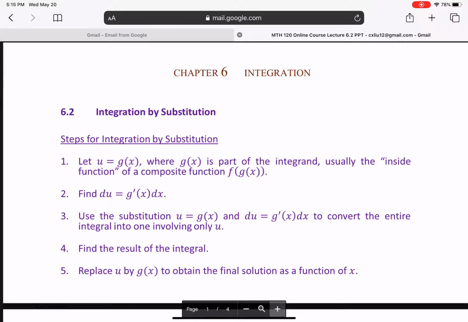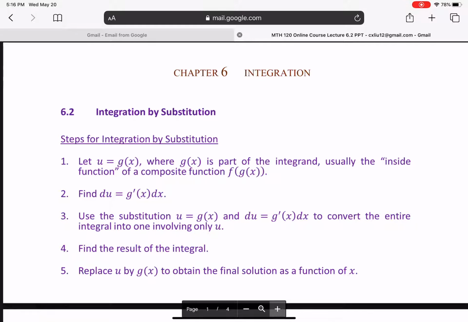Hello, today we're going to discuss an important technique of integration in 6.2, integration by substitution. Previously in 6.1, we discussed some basic rules for integration. They're all based on the differentiation rules. We know there is a chain rule in differentiation. Correspondingly, the rule for integration is called integration by substitution.